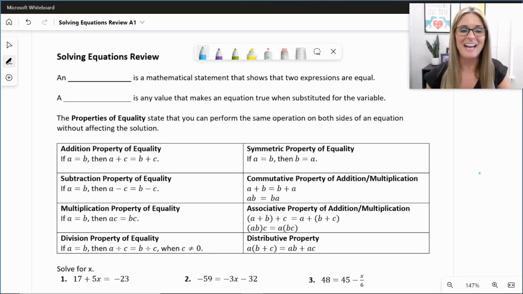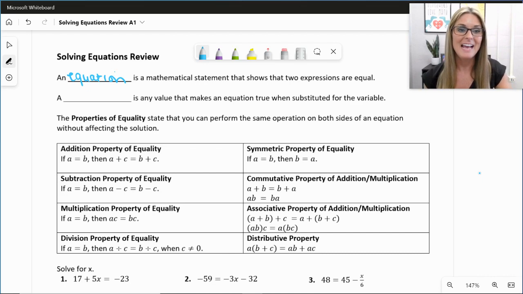Let's start by reviewing how to solve equations. We're going to fill in the blanks at the top. We've got an equation, first vocabulary word. An equation is a mathematical statement that shows that two expressions are equal. An equation is always going to have that equal sign. Each side of that is some mathematical expression.